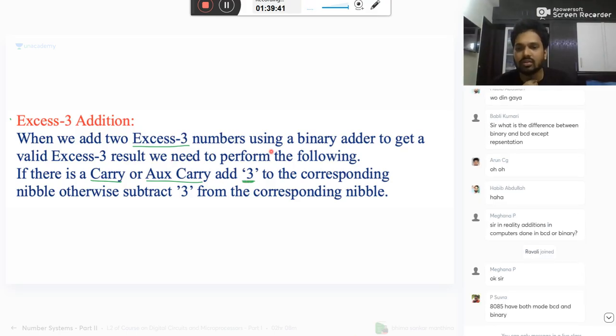What do you mean by both modes? Whatever you write, it will take, but internally it is binary only. Okay.